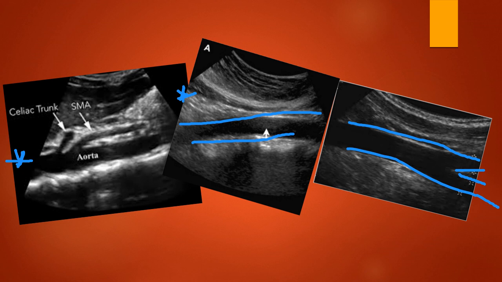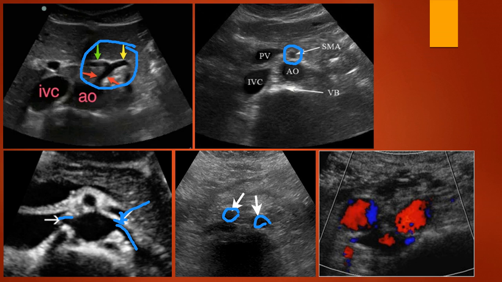And in transverse, it's pretty straightforward because you're not going to see branching coming off the SMA. You're only going to see branching coming off that celiac axis. So what are we looking for?